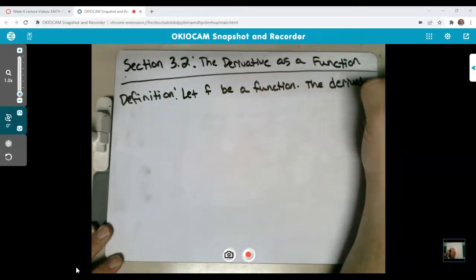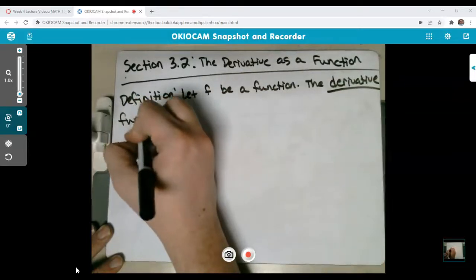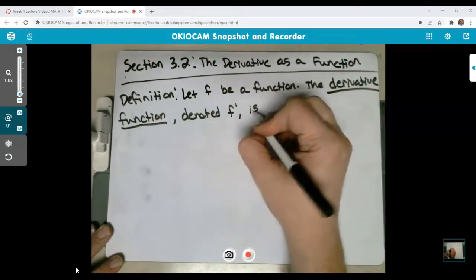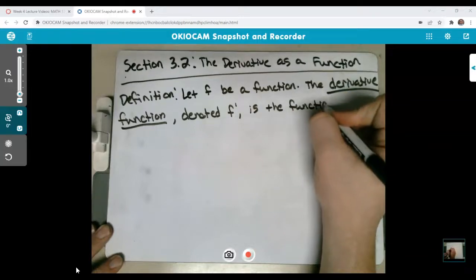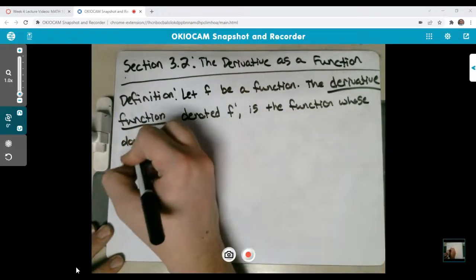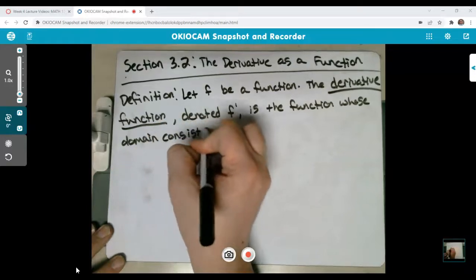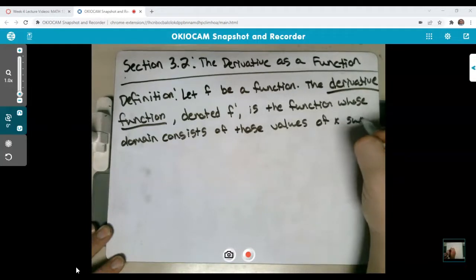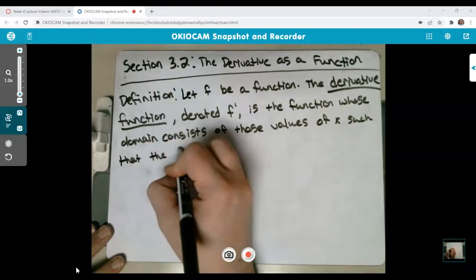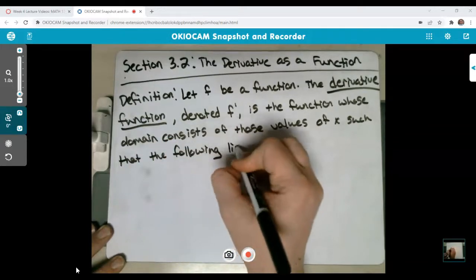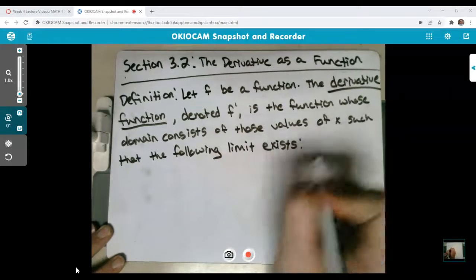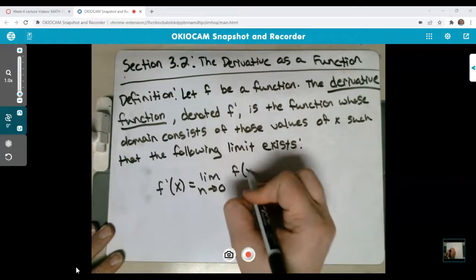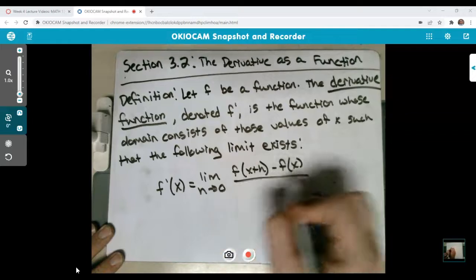The derivative function, which is again denoted as f prime, is the function whose domain consists of those values of x such that the following limit exists, and that is f prime of x is equal to the limit as h goes to 0 of f of x plus h minus f of x all over h.